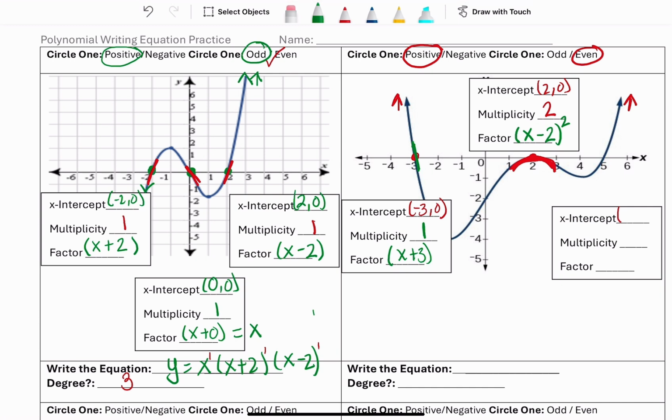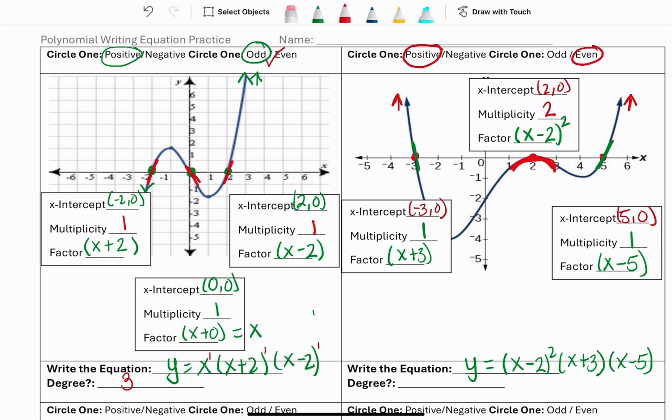Then my last x-intercept is at 5, 0. This one is going through the x-axis again, so it has a multiplicity of 1, and my factor is x minus 5. Now when I write this as my equation, remember standard form: I put my squared factor first. So x minus 2 squared times x plus 3 times x minus 5.